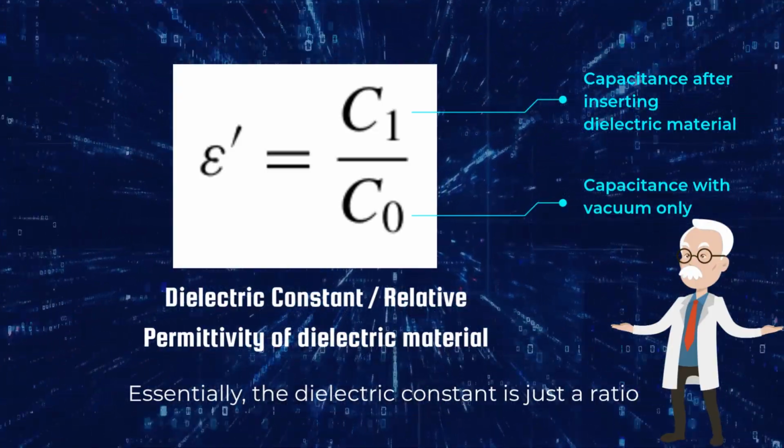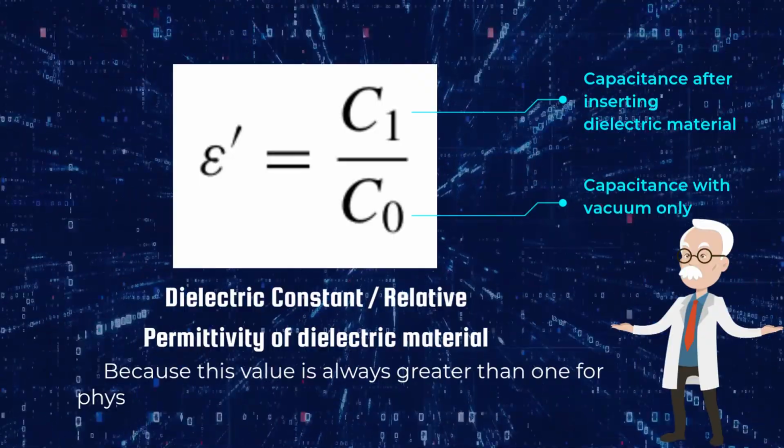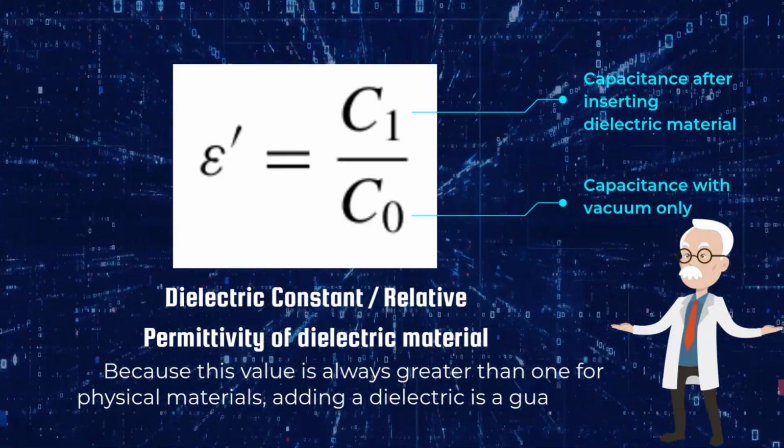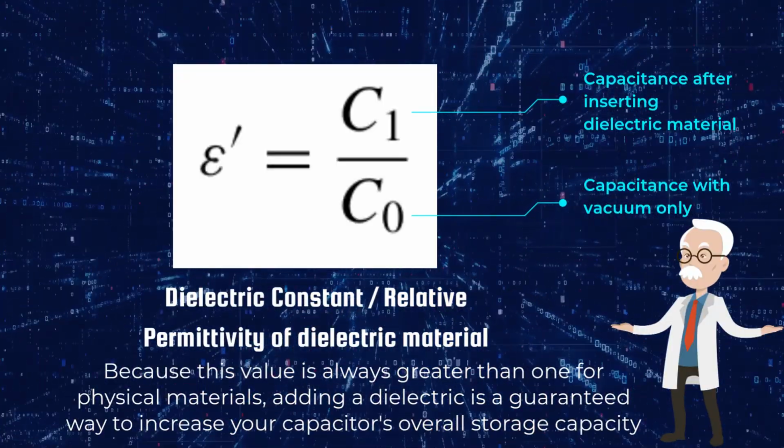Essentially, the dielectric constant is just a ratio. Because this value is always greater than 1 for physical materials, adding a dielectric is a guaranteed way to increase your capacitor's overall storage capacity.